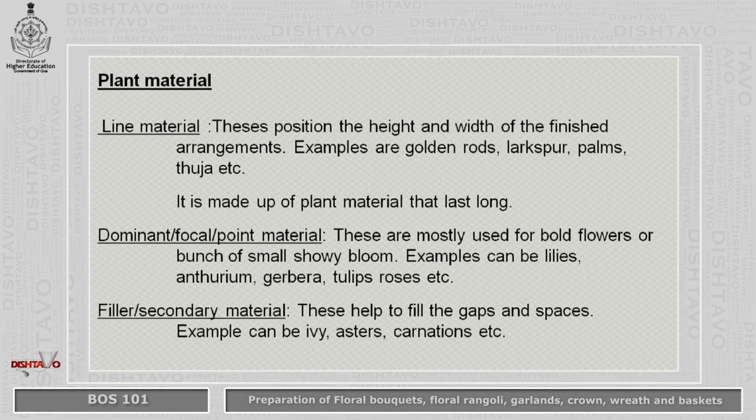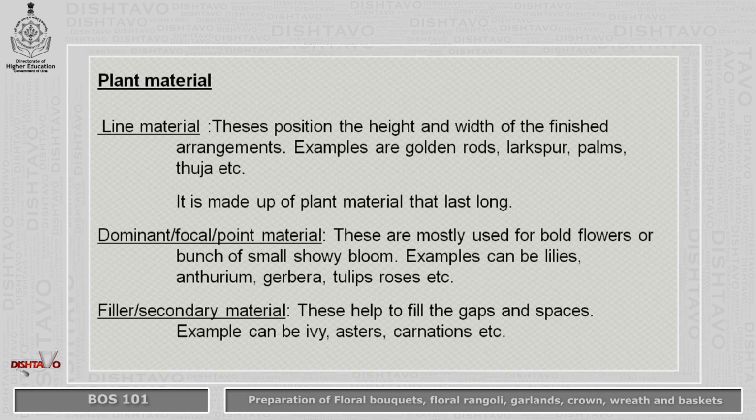Then an important part of any flower arrangement is the plant material. Plant material can again be divided into three categories. One is lining material. Lining material should be a very hardy plant material which can retain leaves, like goldenrod, larkspur kind of flowers, or palms or thuja kind of leaves which can stay fresh for a long time. They are used as a base, and the basic line or basic structure of the flower arrangement is made with this, and they provide an ideal background for flowers.